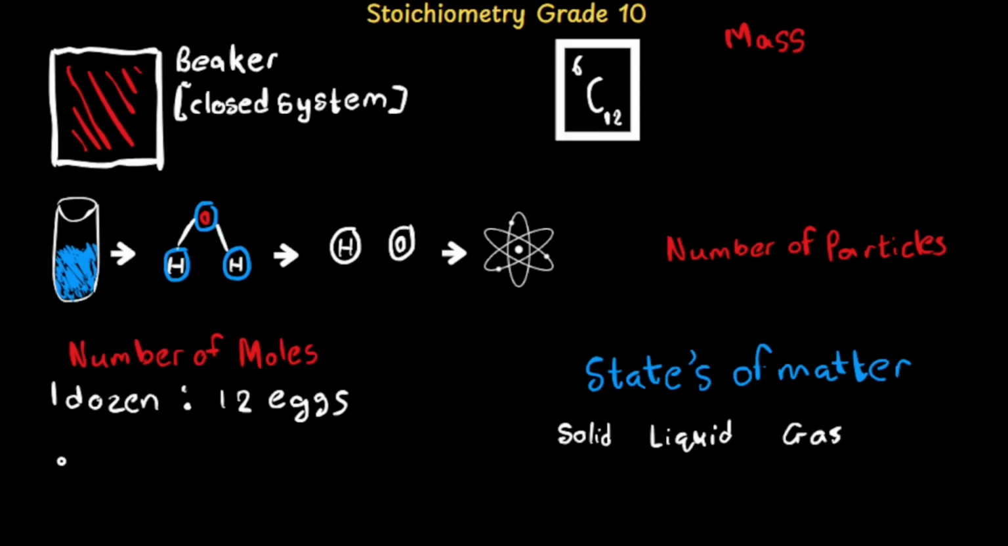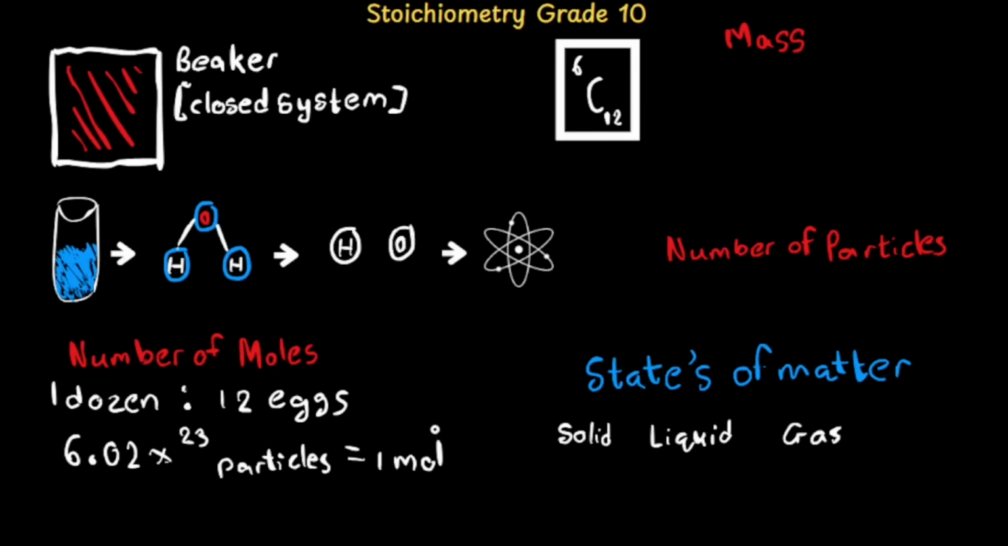So Avogadro, a scientist from back in the day, decided that 6.02 times 10 to the power 23 particles is equal to 1 mole of particles, essentially simplifying this large number of particles into a quantity that's easier to work with in our calculations. So, like I said, number of moles can be compared to a dozen of eggs. It's interchangeable. All we're saying is that it's a set quantity that we use in our calculations, right?